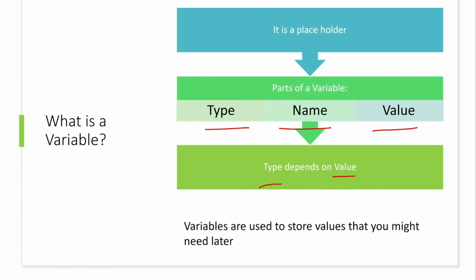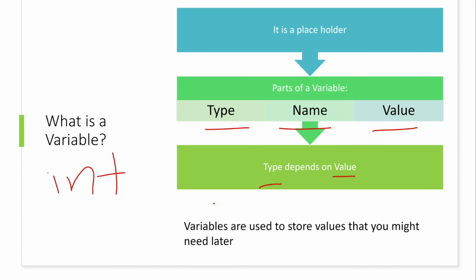So, what really is the difference in type? Well, if you specify something as an integer, then it will allocate a certain amount of memory for that integer. Then, if you do a decimal, it will allocate a different amount of memory.